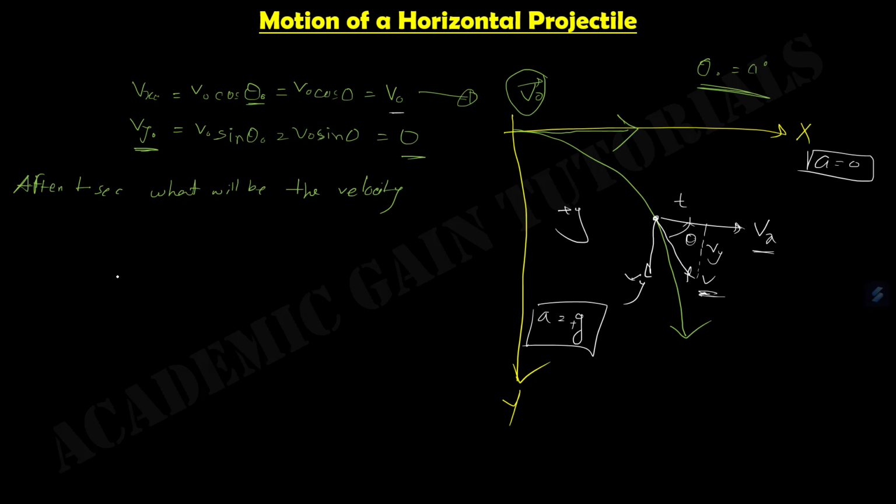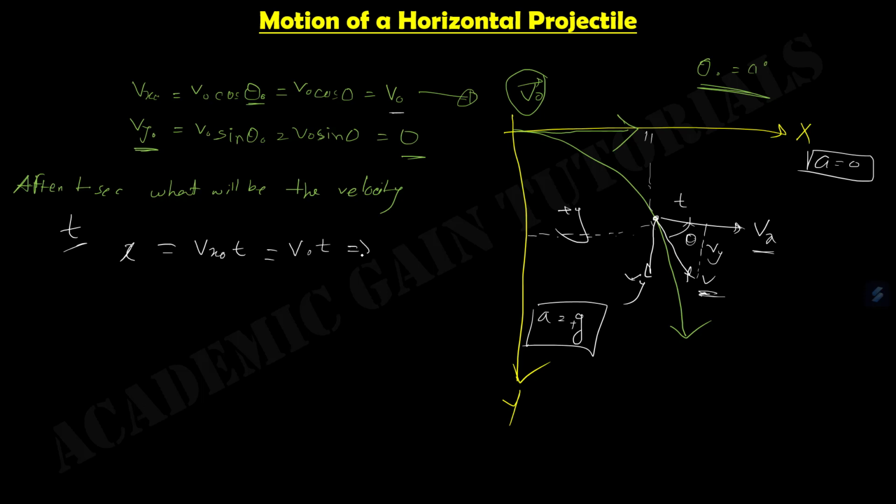We know along the x-axis the distance covered is, suppose, x after t seconds. After t seconds, along the x-axis it covers x distance, and this is the y distance. So along the x-axis we can write x equals vx naught t plus half a t square, and we know along the x-axis a equals 0, so we can remove this term. So it will be vx naught t, and we know the value of vx naught equals v naught.